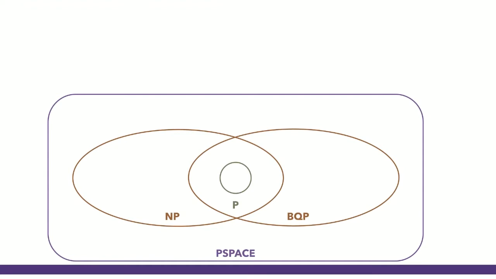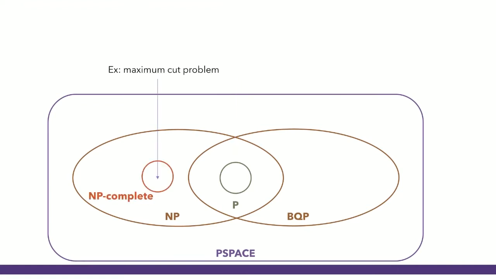I'll give you examples of problems lying in each of the regions of this Venn diagram. Finding a shortest path between two nodes in a graph is a polynomial time problem, so it's in P. Then the famous example of integer factorization is in BQP, because there exists a polynomial time quantum algorithm, Shor's algorithm, for this problem, yet it's not known to be in P. That is, there is no known classical polynomial time algorithm.